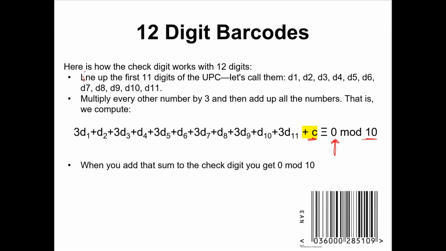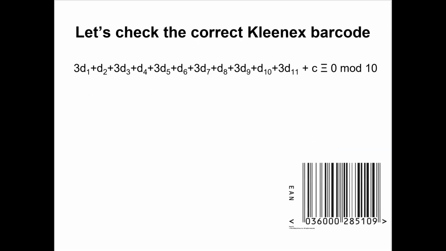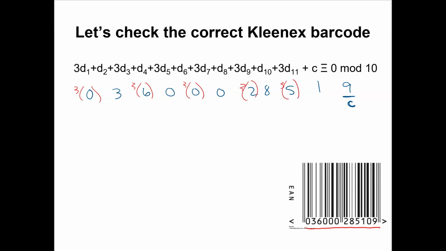Okay, so let's check it out. This is the correct Kleenex barcode. So this is our barcode, and we're going to line it up, and I'm going to use a different color here. So we're going to line it up: 0, 3, 6, 0, 0, 0, 2, 8, 5, 1, 9. And this is my check digit. Now what I'm going to do is multiply by 3 every other number: times 3, times 3, times 3, times 3. But not my check digit. And I think I already made a mistake here.